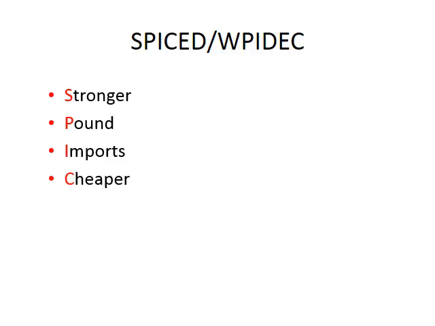An easy way to remember the effect of these changes in the currency is to use the two acronyms. So first of all, SPICED. We talk about a stronger pound, an appreciation, the exchange rate going up, and that makes imports cheaper, because now your pounds that are worth more can buy more foreign currency that you need to do importing. And it also makes exports dearer, meaning more expensive.